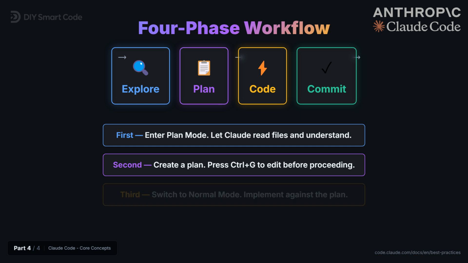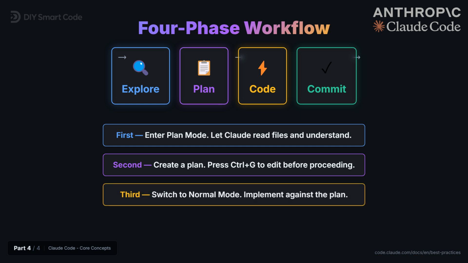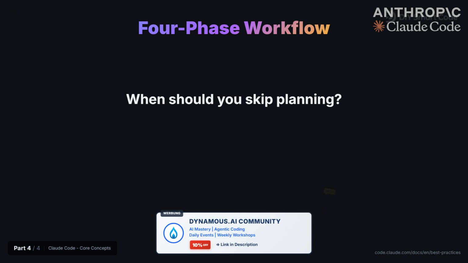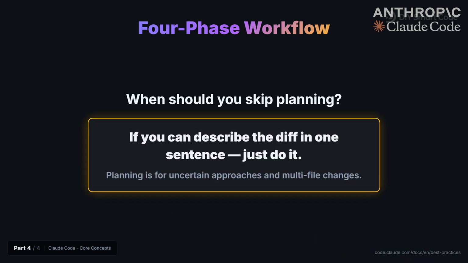Third, switch to normal mode. Implement against the plan. Have Claude write tests and run them. Fourth, commit. Let Claude create the commit and PR. When should you skip planning? If you can describe the diff in 1 sentence, just do it. Planning is for uncertain approaches and multi-file changes.